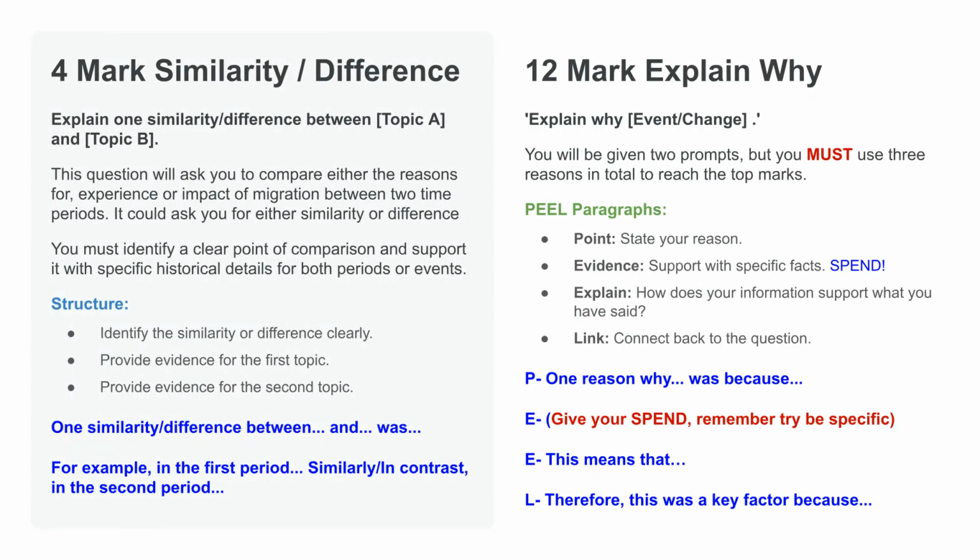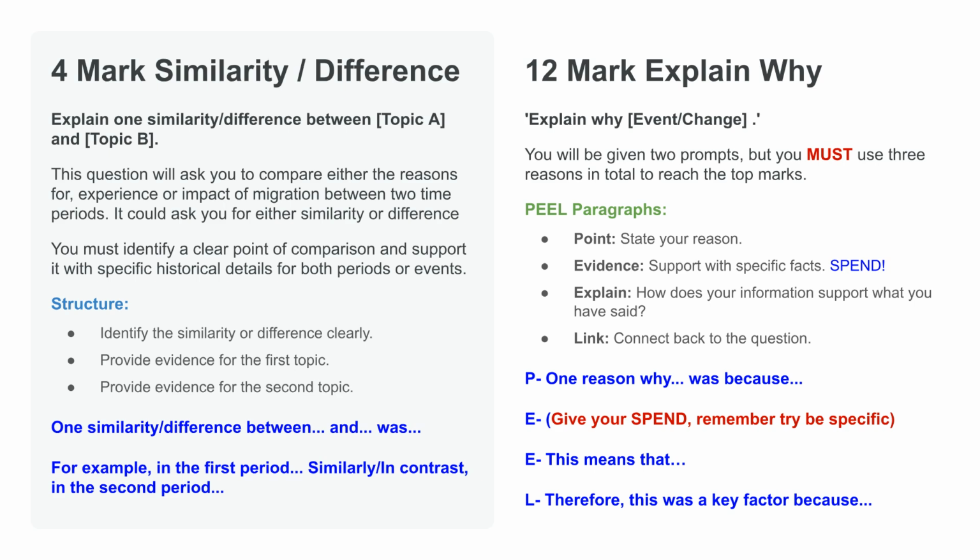For a 4-mark similarity or difference question, clearly identify the comparison point and provide specific historical evidence for both topics. For example, state one similarity or difference between A and B was, and then support it with evidence for both periods. Remember to use specific evidence.